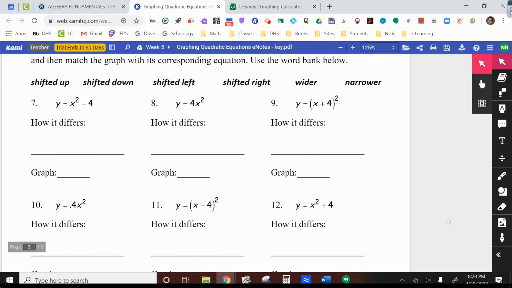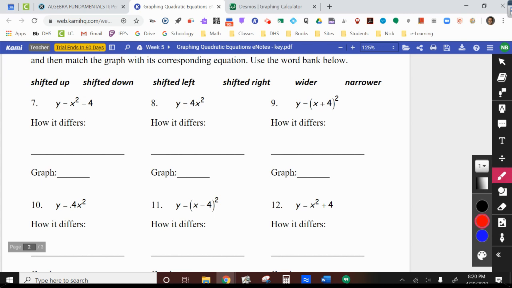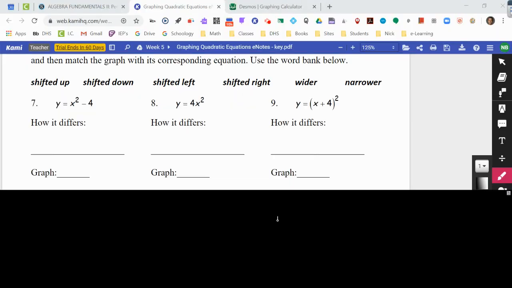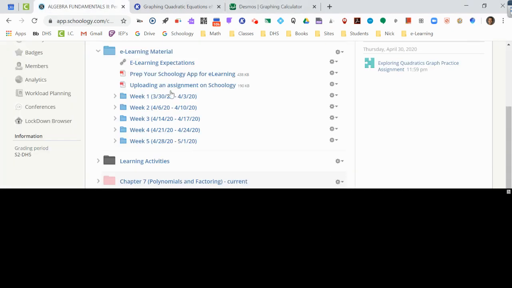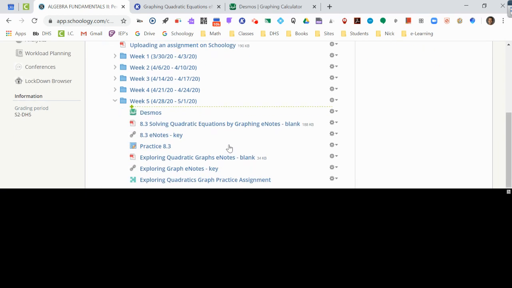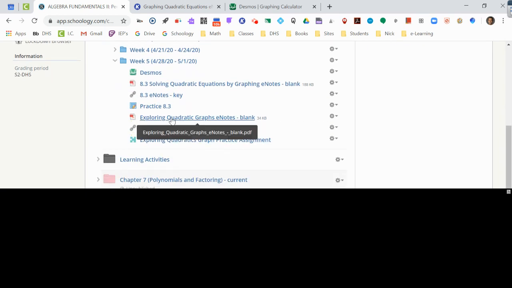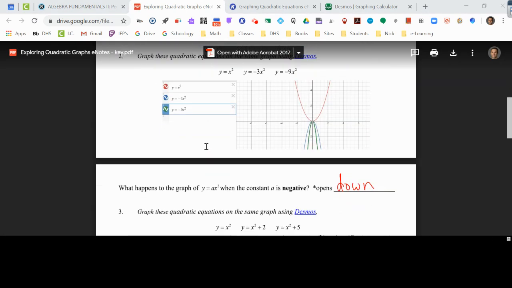For number 7 here, we have y is equal to x squared minus 4. Is that going to be a shift up, shift down, shift left, shift right, wider, or narrower? If we need to, we might need to go back into our notes from the other day, in week 5, from Wednesday's notes, exploring the graphs. Just look at my key here, unless you have your notes out in front of you. We might need to reference these notes when we're doing the notes for today.